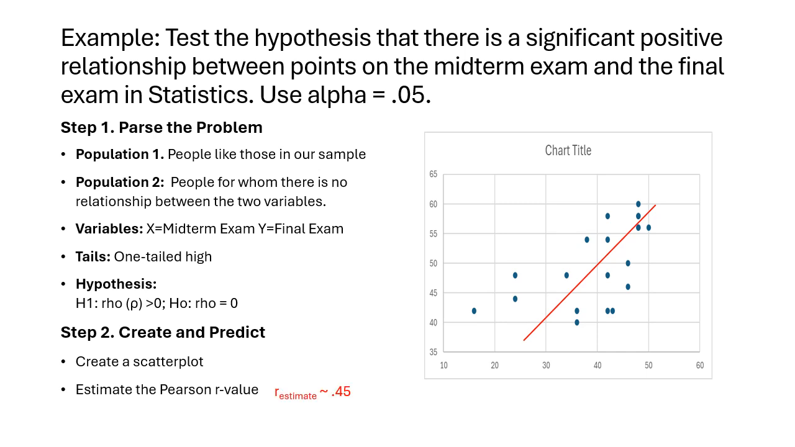And I'd say it's going to be 0.45. And you can see how I wrote it. Our estimate is approximately 0.45. That's just my estimate or prediction based on this distribution. And now we continue with steps 3 through 5.